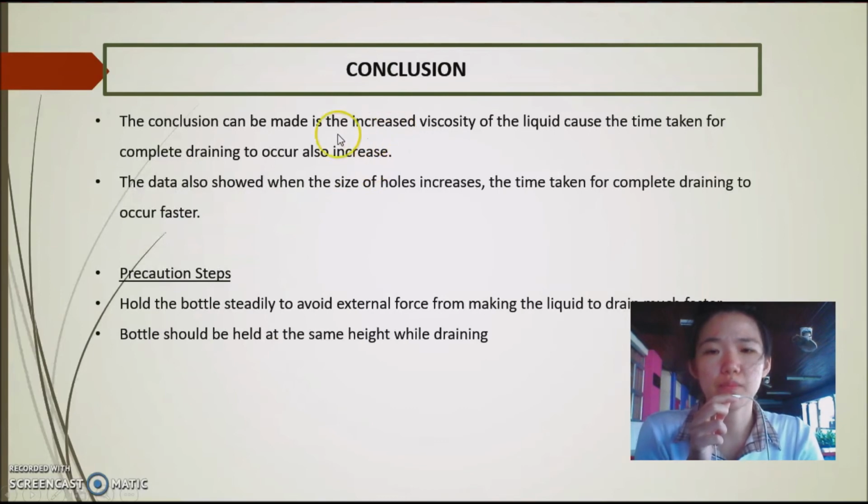The conclusion we can make is that as the viscosity of the liquid increases, the time taken for complete draining to occur also increases, and as the size of hole increases, the time taken for complete draining of the liquid decreases. So there are several precaution steps that we can take note of in this experiment. First, we hold the bottle steadily to avoid external force making the liquid drain much faster. And second, the bottle should be held at the same height so the time taken will be more accurate and precise.